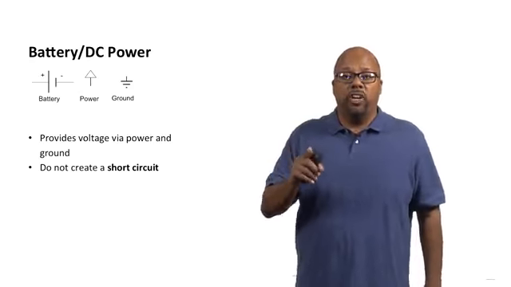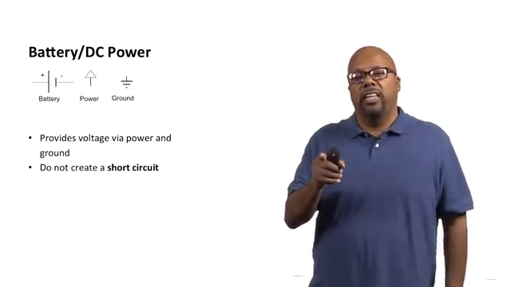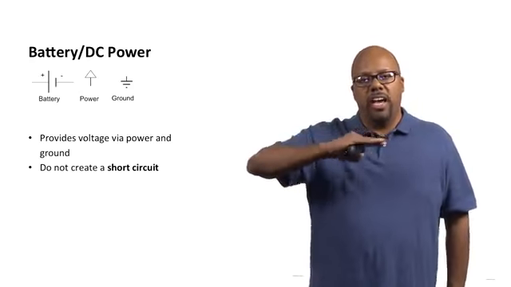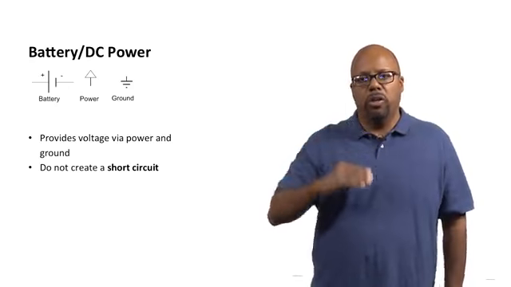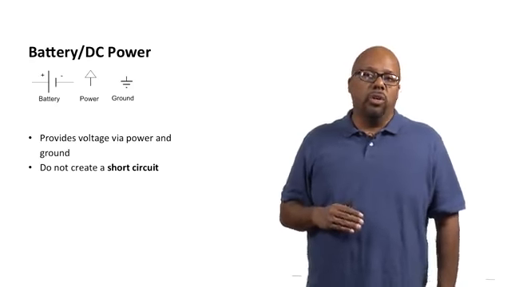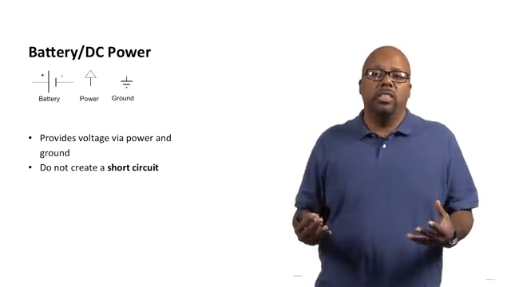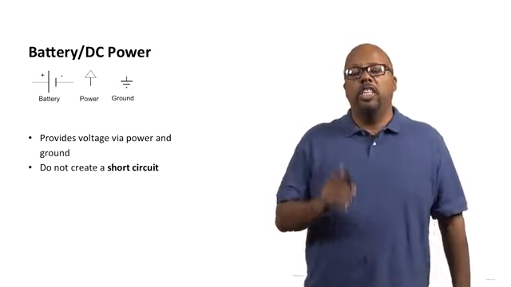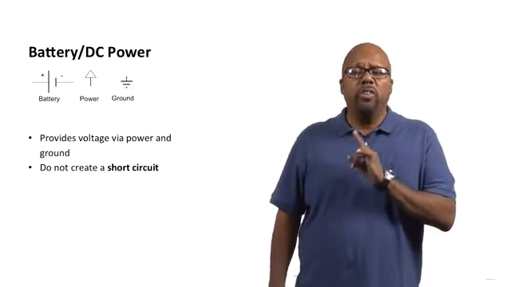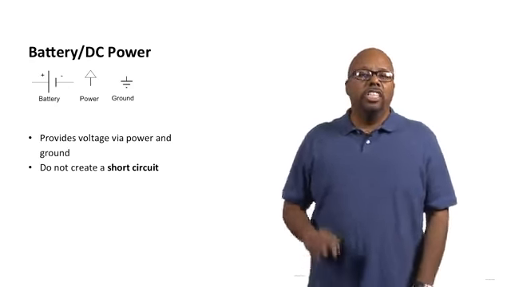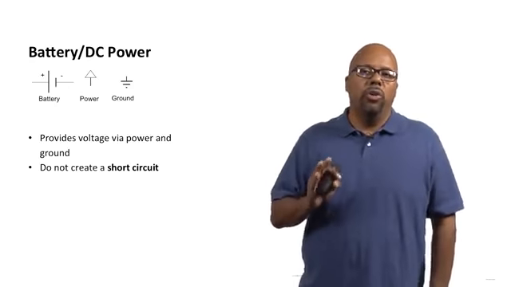Now ground is almost always drawn exactly like that. Ground goes down and it's those 3 bars, each smaller than the one before. So those are some common symbols. You see those in schematics all the time. This is all DC power, direct current. Just to note, we're dealing only with direct current.